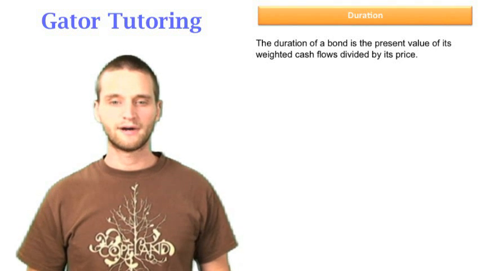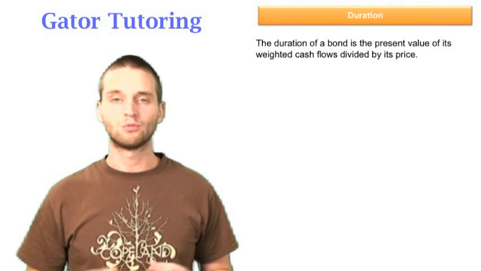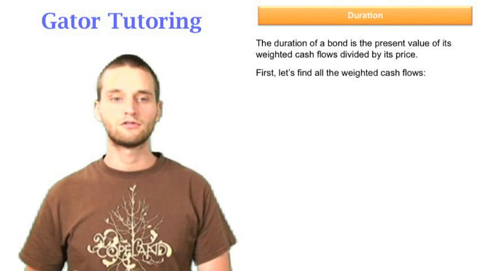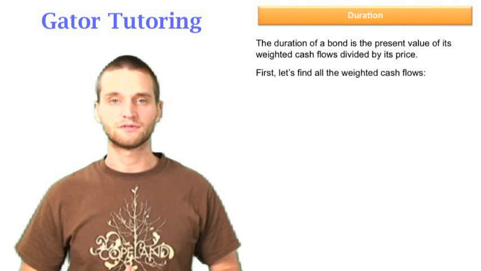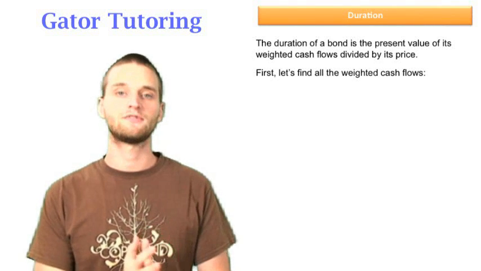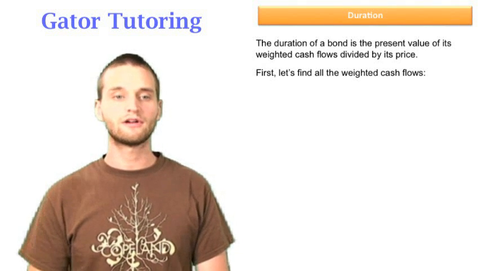So the duration of a bond is just the present value of its weighted cash flows divided by its price. So first we need to find all the weighted cash flows. Well, what is a weighted cash flow? It's just the cash flow times the year in which it occurs. So let's look at a table.